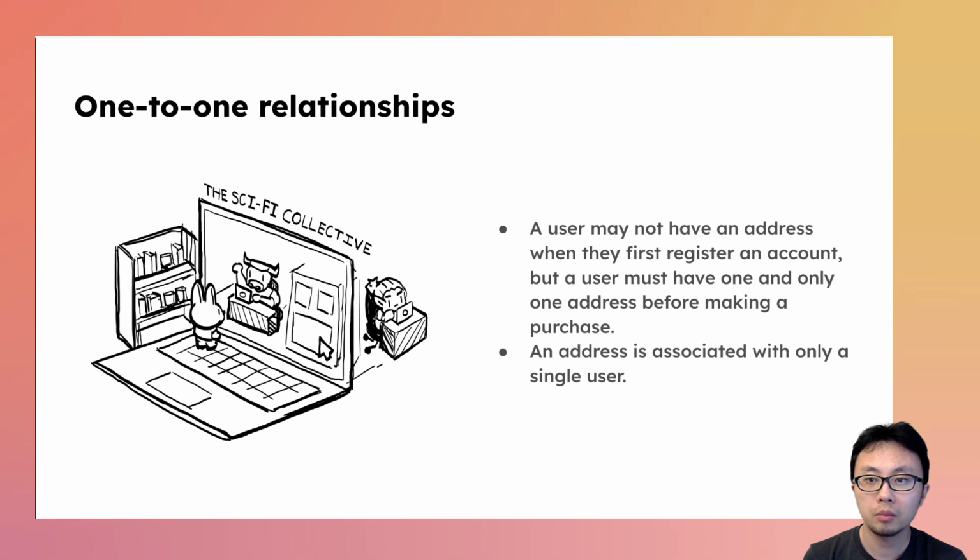A user may not have an address when they first register an account, but a user must have one and only one address before making a purchase. An address is associated with only a single user. Let's go from here and develop the two directional relationships one after another.